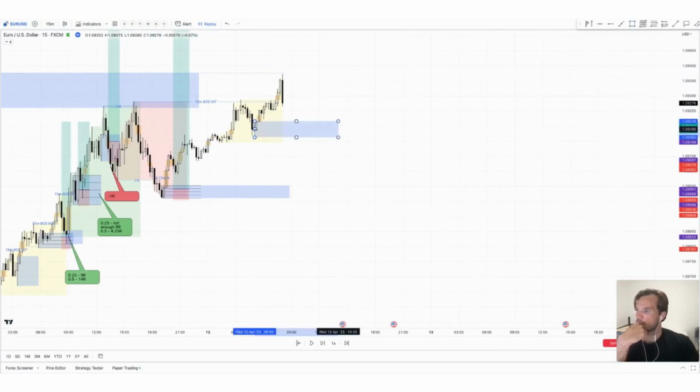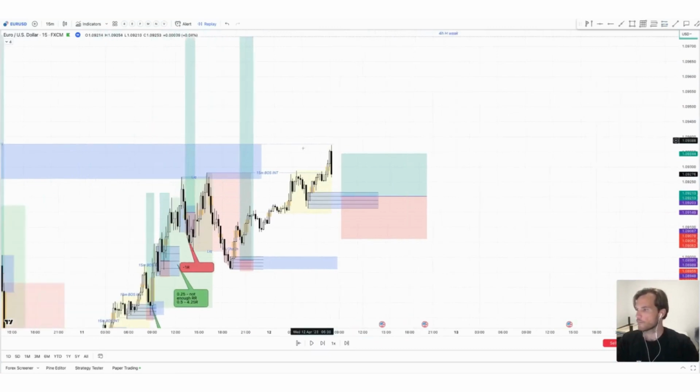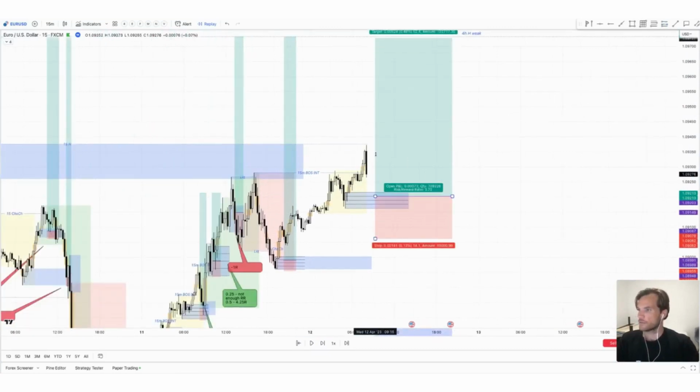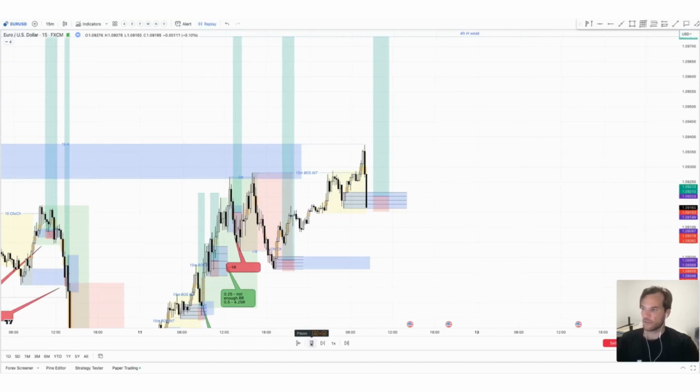I do like the look of this. I have a feeling that London will sweep these lows. So what I'll do is I'm going to give myself an extra pip on the stop, just because, I guess it just comes with trading this pair so much. It just looks like the lows are going to be taken. So let's just see. Never know.